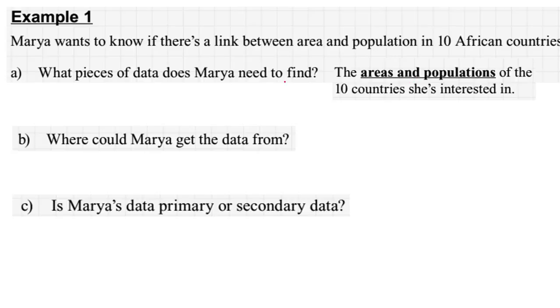That's the data. Now, where could Maria get the data from? She could go to the internet and find out this information, the areas of these countries and the populations. So the internet will be the best place to do this. Now, is Maria's data primary or secondary? Again, printing information from the internet that's already there is going to be secondary data. But if she was to travel to those countries and find out this information by counting the people herself, measuring the area herself, then that will be primary data, which will be very expensive to obtain and difficult.